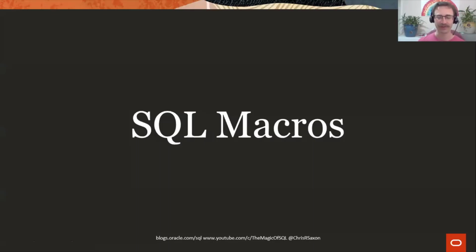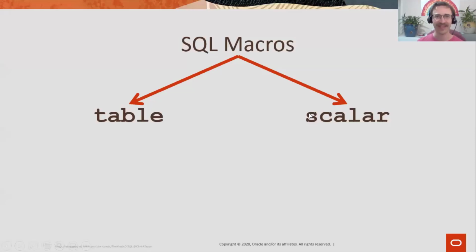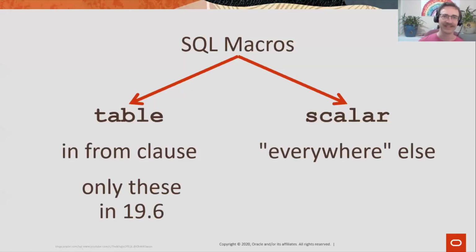You create these by creating a PL/SQL function. SQL macros come in two flavors, table and scalar. Table macros are ones that you use in the from clause of your statement, and scalar macros are ones that you can use everywhere else. Basically everywhere else it's legal to use a PL/SQL function: select, where, order by, and so on. Table macros have been backported to 19.6. For scalar macros, you will still have to wait for the next release to be able to use them.